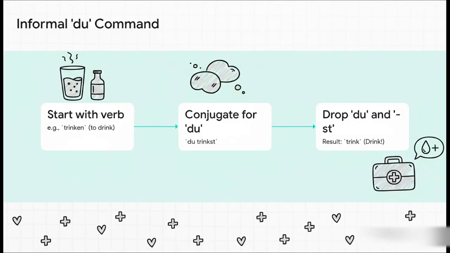But what if you're the one giving the advice, maybe to a friend? You're not going to use the formal Sie, right? You'll use the informal du command. And it's a super simple three-step recipe. You start with the verb, like trinken, which means to drink. Then you find the du form, which is du trinkst. And for the last step, you just chop off the du and the st ending. What are you left with? Trink. Just like that. Drink.